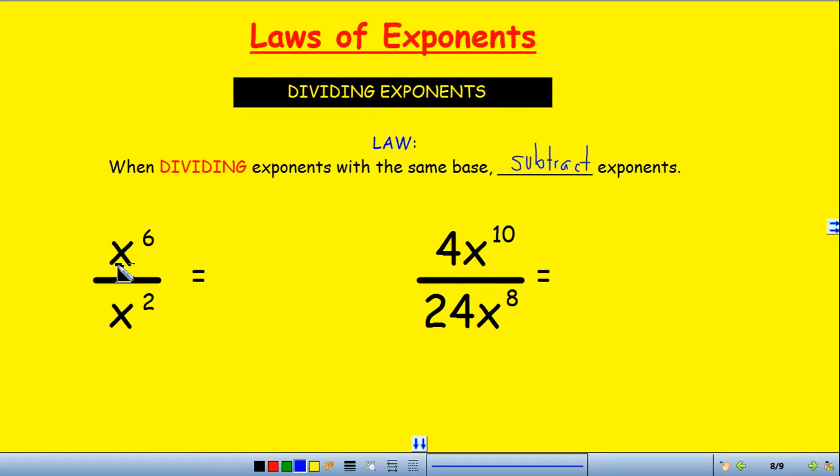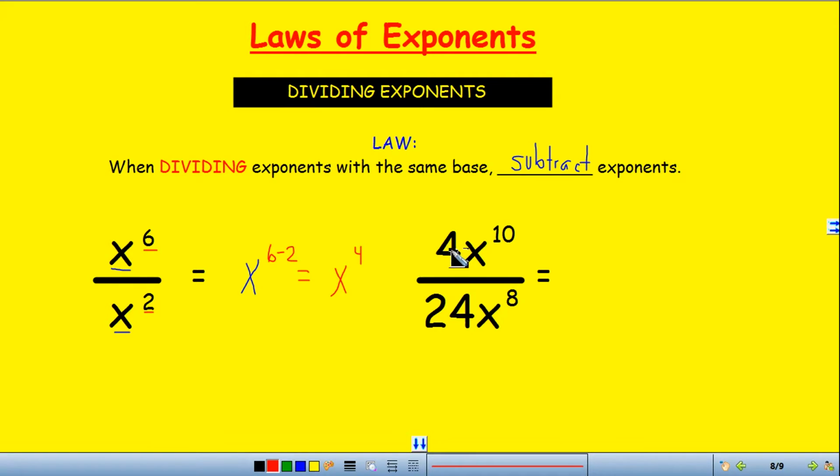So we have x as our base here and x as a base here, which means we're going to keep the same base, which is x. The next portion is we have the exponent of 6 and the exponent of 2. So since we're going to subtract, that's 6 minus 2. And that leaves us with an answer of x to the power of 4.